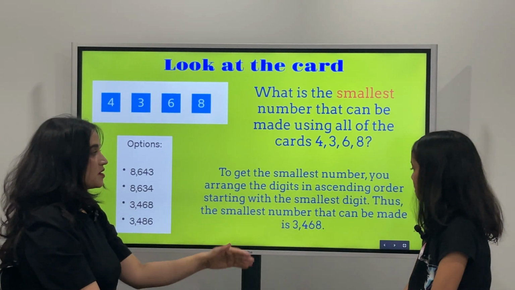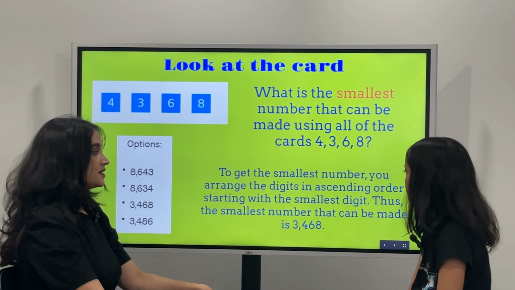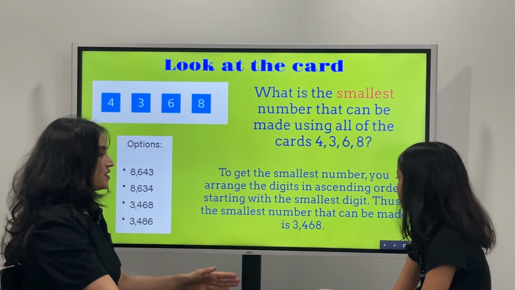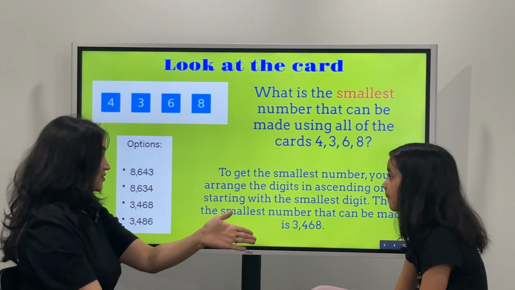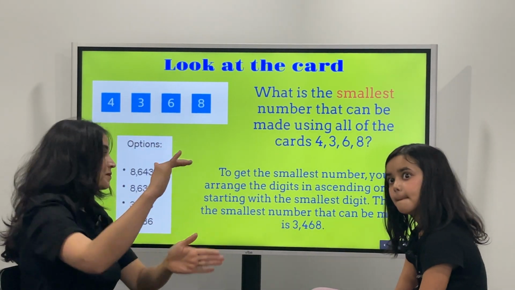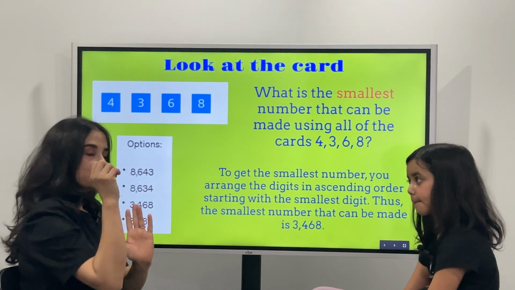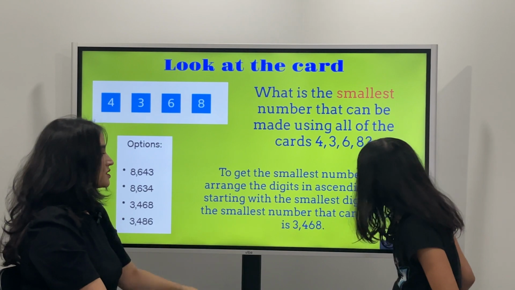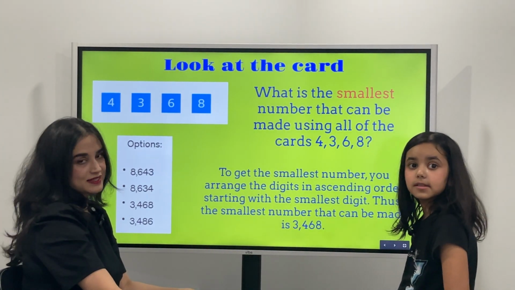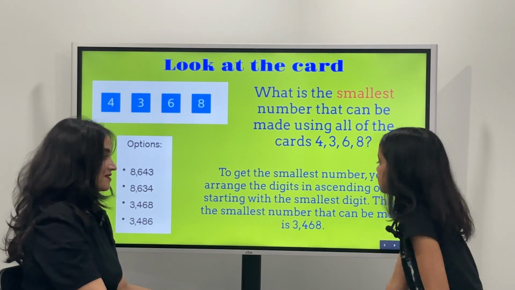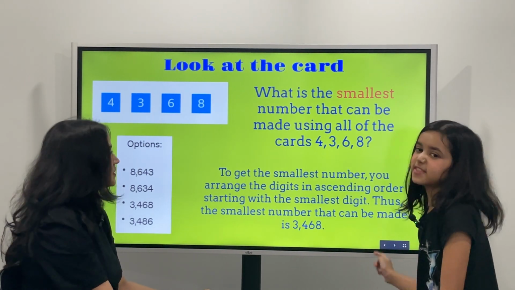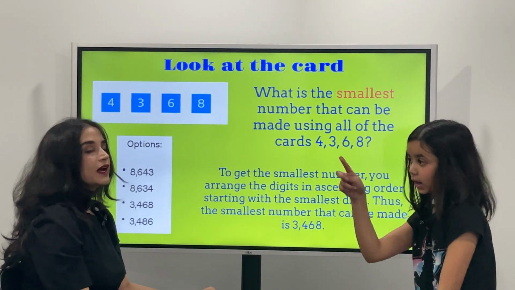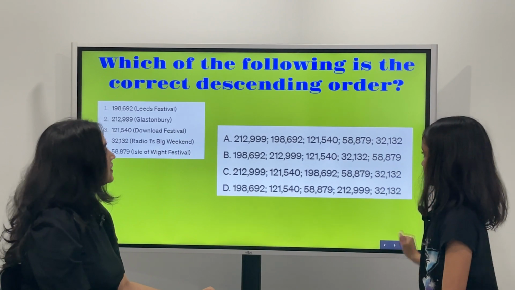To get the smallest number, you arrange the digits in ascending order. That's how you do it. 3, 4, 6, 8. It's going up from the smallest to bigger number, starting with the smallest digit. Thus, the smallest number that can be made is 3,468. Good job, Lina. Thus means so. Let's see the next one.